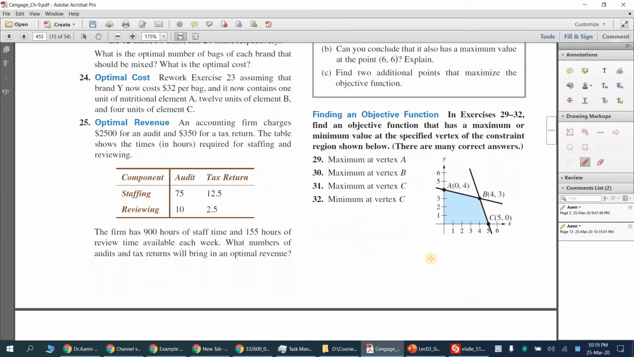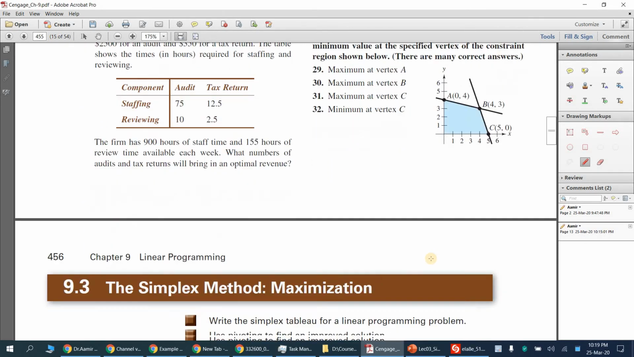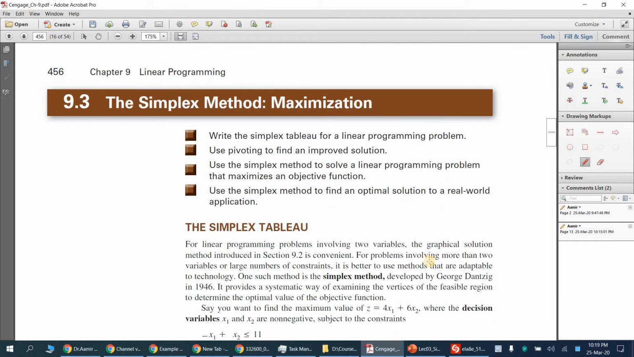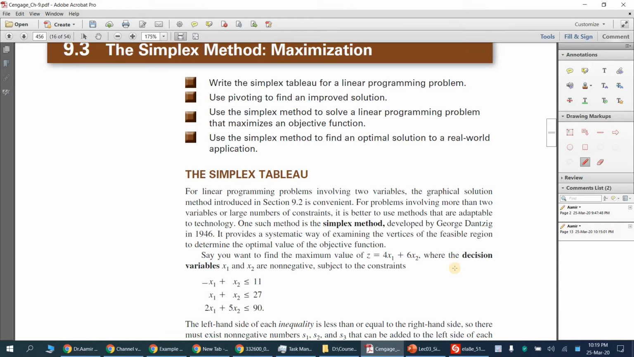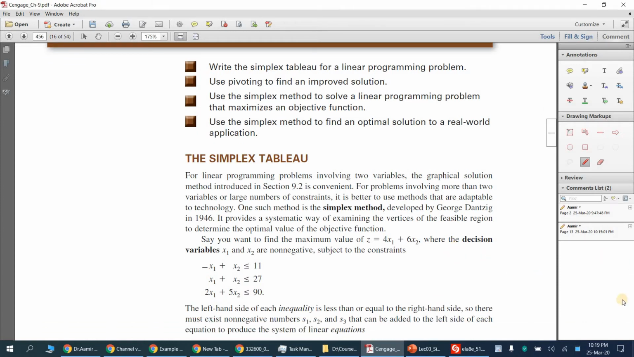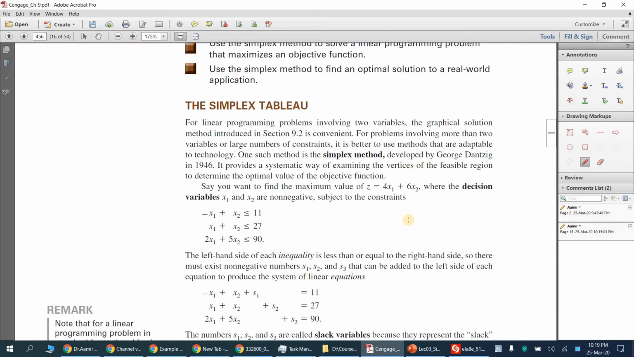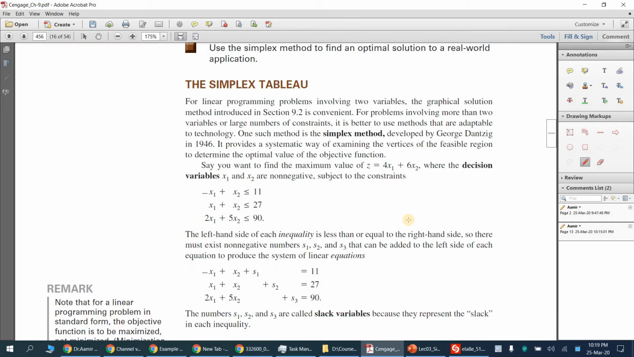Next, here are more problems. Then comes this one, for which many of you came to me: the simplex tableau. Okay. So for the tableau, how it works, the simplex tableau, again the same things. The same set of the problem is defined in the same manner.